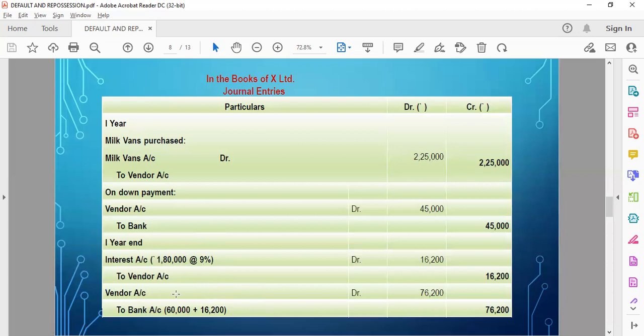So you should give that amount, right? You can write the journal entry: vendor account debit to bank account. Vendor account debit 76,200, that is 60,000 plus 16,200, to bank account 76,200, being the payment was made.